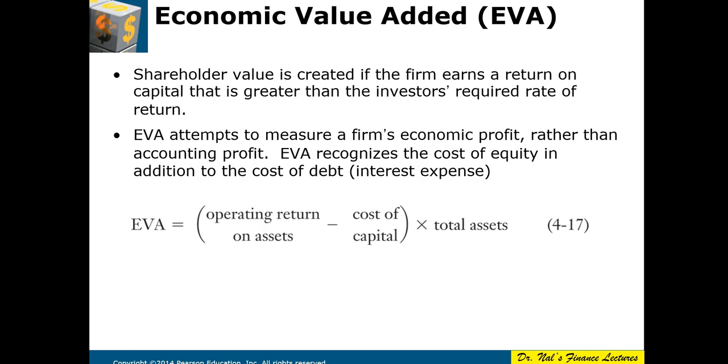The economic value added approach attempts to measure a firm's economic profit rather than accounting profit. Economic profit, as you remember, is based on the idea of opportunity cost rather than accounting profit. EVA recognizes the cost of equity in addition to the cost of debt, interest expenses. So as a result, we take operating return on assets, subtract the cost of capital and multiply by total assets, and that should give us economic value added. And that ultimately will generate wealth for shareholders.